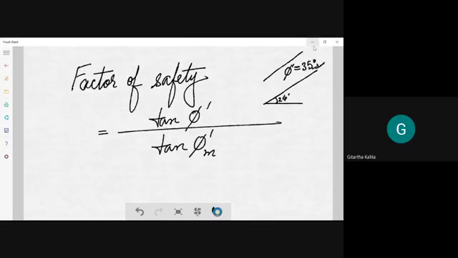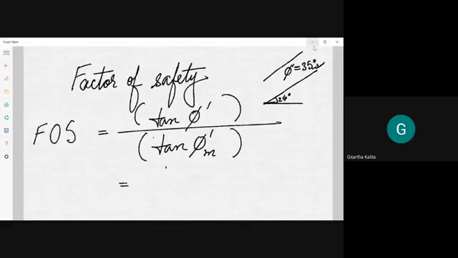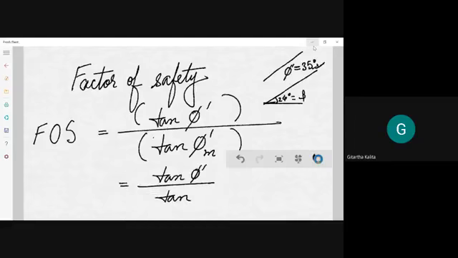So the capacity we write in the numerator, and right now if suppose 24 degree is there, then the mobilized value is obviously the present value 24. So capacity by mobilized value, that is the factor of safety. Or we can also write the mobilized value is nothing but beta, isn't it? So tan phi dash by tan beta.